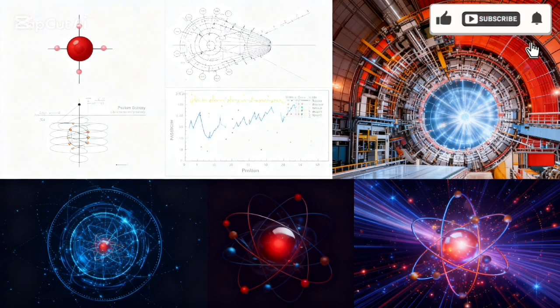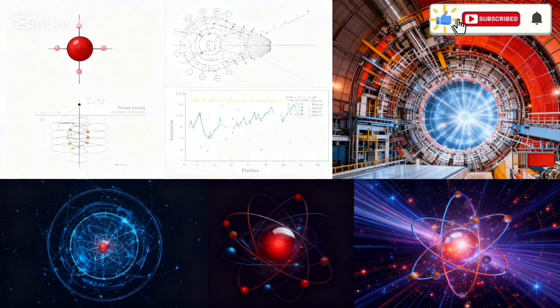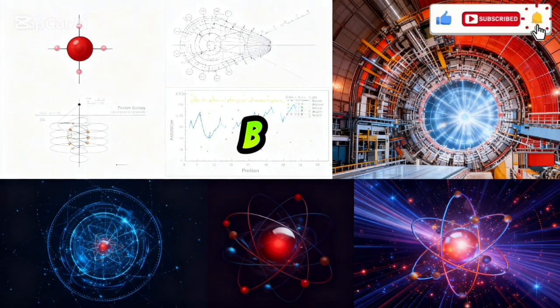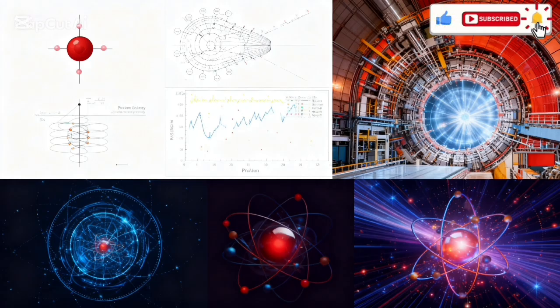Part 9. Practice MCQs. MCQ 1. Who discovered canal rays? A. Rutherford. B. Thomson. C. Goldstein. D. Chadwick. Correct answer: Goldstein.